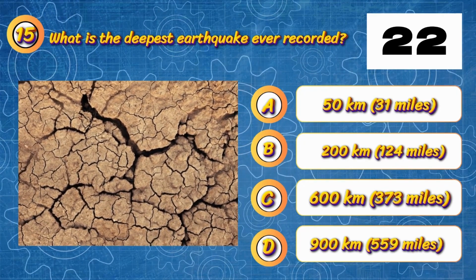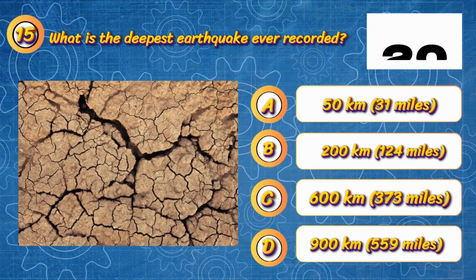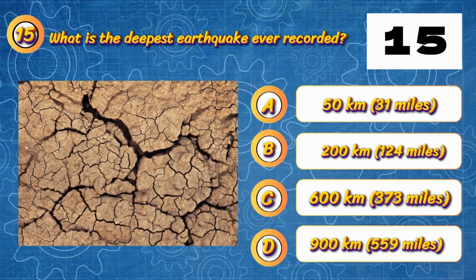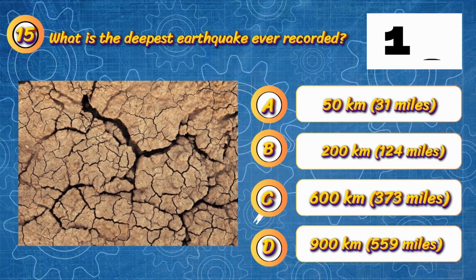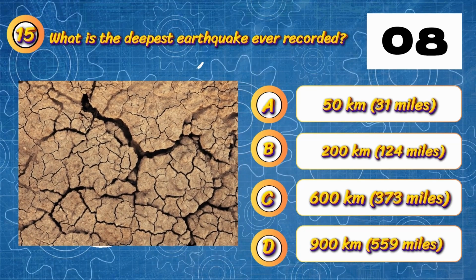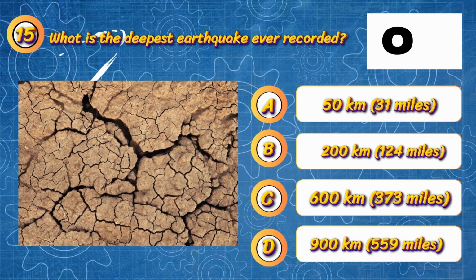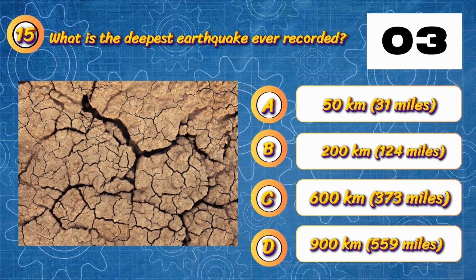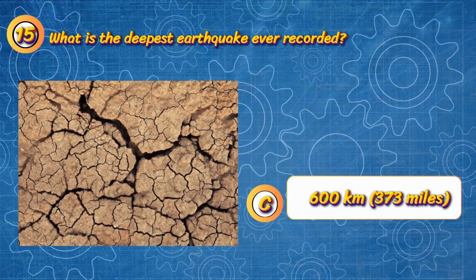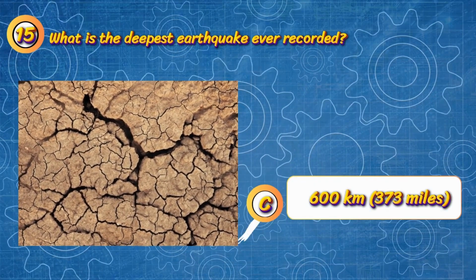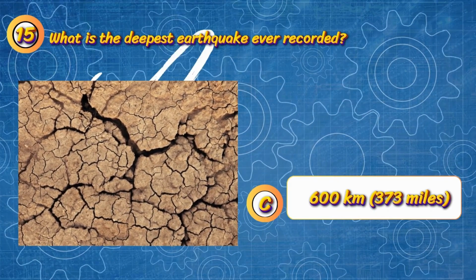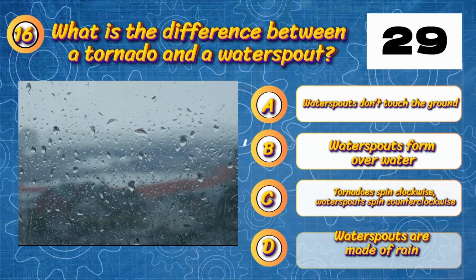Question 15. What is the deepest earthquake ever recorded? A. 50 kilometers, 31 miles. B. 200 kilometers, 124 miles. C. 600 kilometers, 373 miles. D. 900 kilometers, 559 miles. Answer: C. 600 kilometers, 373 miles. Some earthquakes occur in subduction zones, where one tectonic plate slides deep under another.